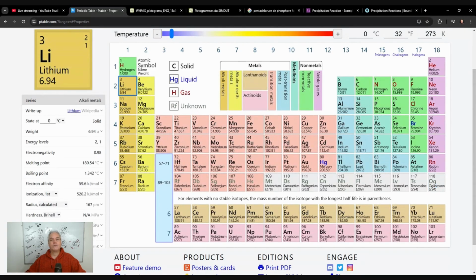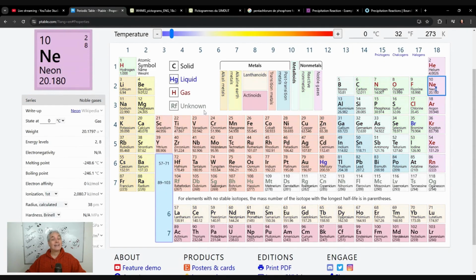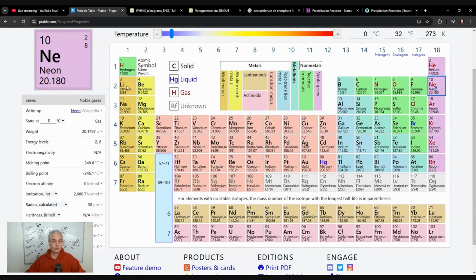So here we have 3, 4, 5, 6, 7, 8, 9, and 10. And it also increases in their groups. So we have 3, 11, 19, 37, and so on. So that's a trend we can see. Another trend that is interesting will be the radius of the different atoms.